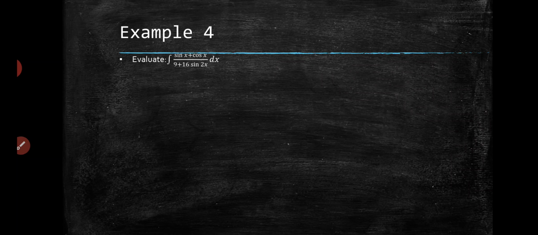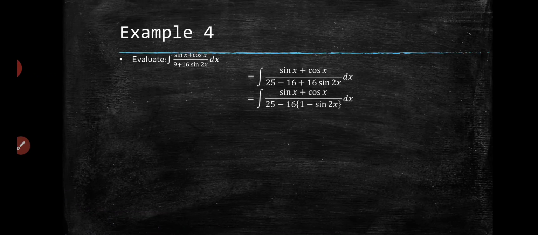Before we can take any substitution, we have to first take it into a certain form. So this is how we start. sin x plus cos x as it is, in the denominator we can write 9 as 25 minus 16. We always can write. Why are we writing this? Let us see why. In the next step, let us take 16 common from the two terms we have. So it becomes 1 minus sin 2x. Now 1 can be written as sin square x plus cos square x, we already know, and sin 2x can be written as 2 sin x cos x.